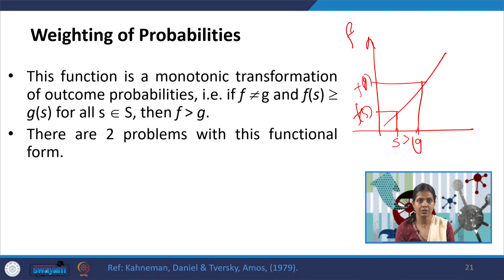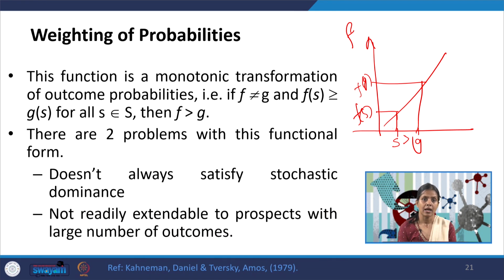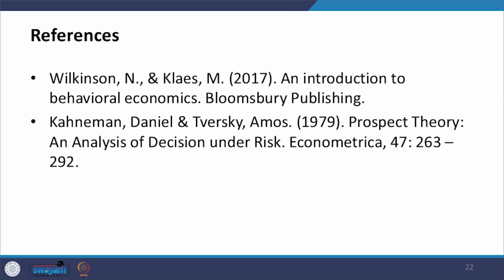There are two problems with this functional form though. It does not always satisfy stochastic dominance, and it is not readily extendable to prospects with a large number of outcomes. So, we have so far talked about prospects with only 2 outcomes, and this cannot be conveniently extended to more than 2 outcomes. As a result, in the next lecture we are going to begin our discussions with stochastic dominance and then see what alternatives are suggested by Kahneman and Tversky in order to improve upon these drawbacks. These are the references. Thank you.